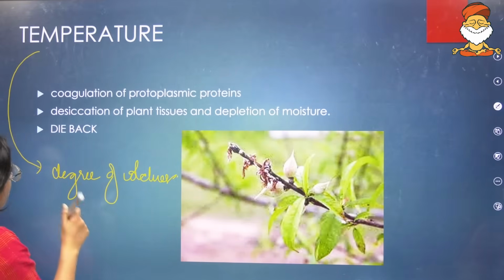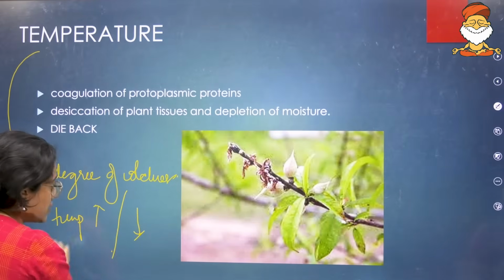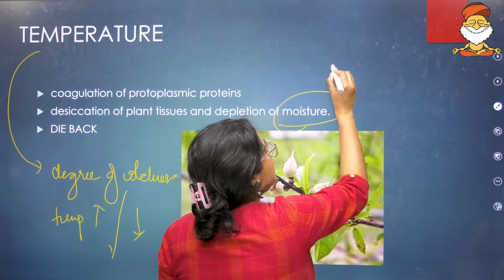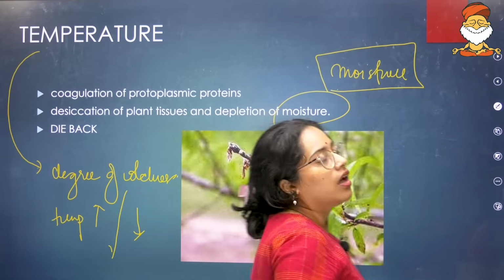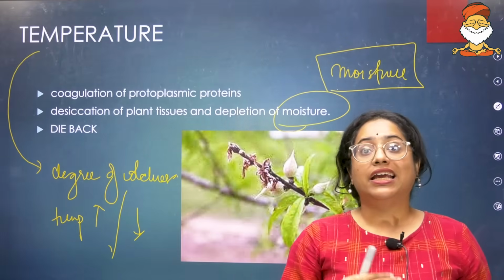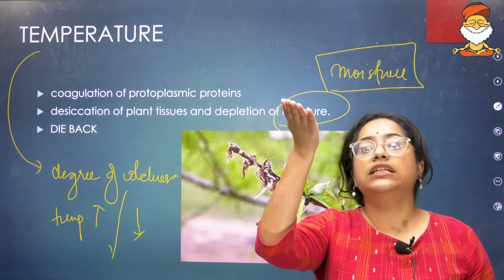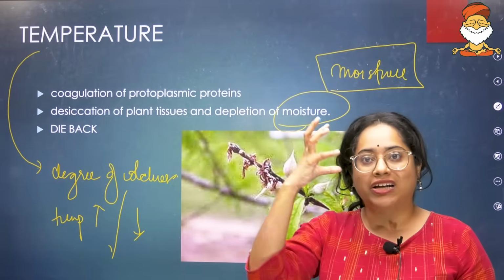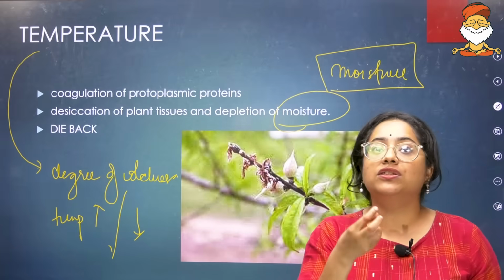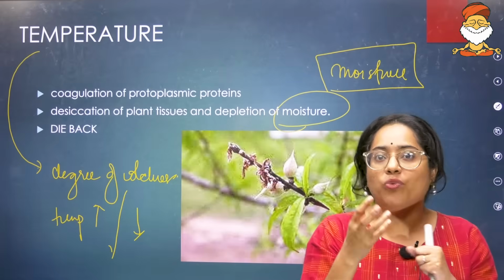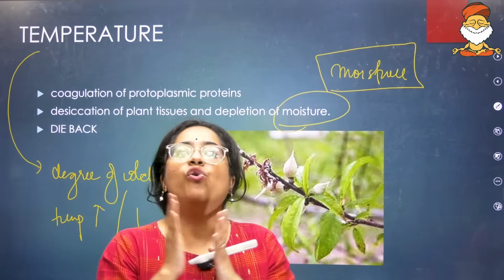So what happens is, when temperature either increases or decreases, the moisture content in your organisms gets affected. If the temperature is increasing, the moisture will get pulled out. It will get drier. If the temperature is dropping, then the moisture in the organism, the water content, gets frozen. It becomes difficult for the organisms to function.